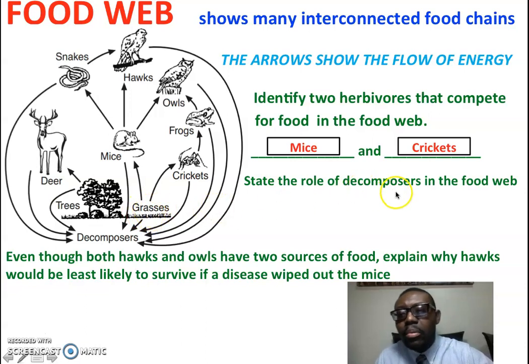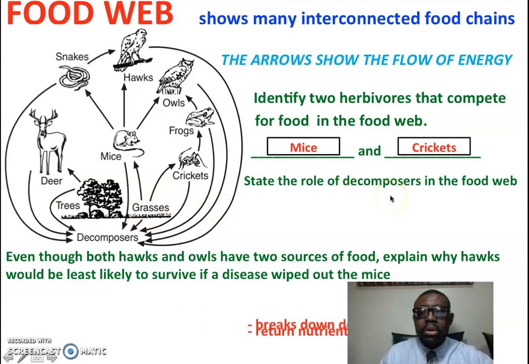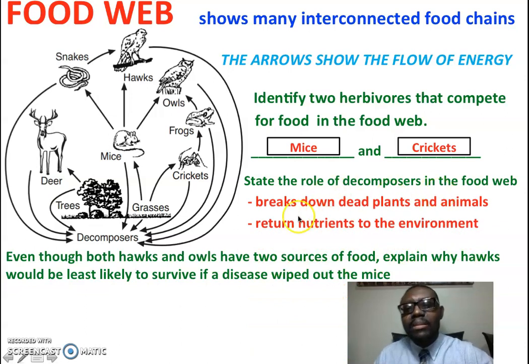State the role of decomposers in the food web. The role of decomposers is that they break down dead plants and animals. They return or recycle nutrients back into the environment.